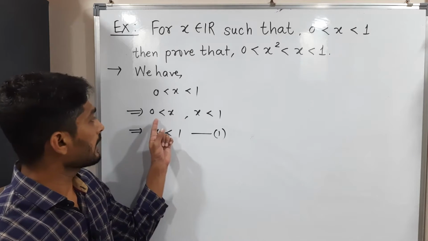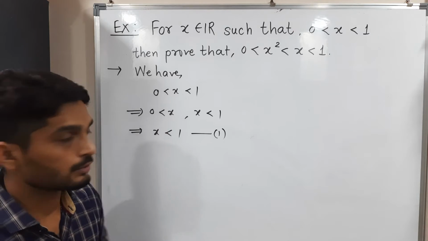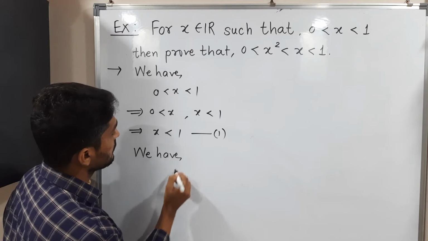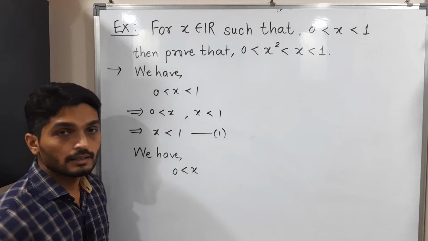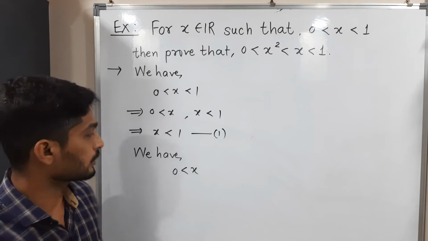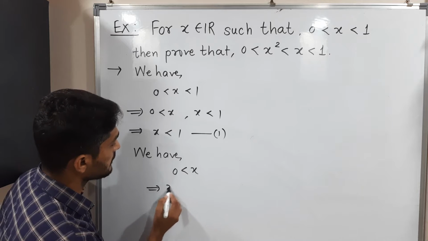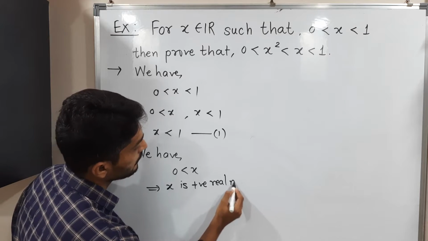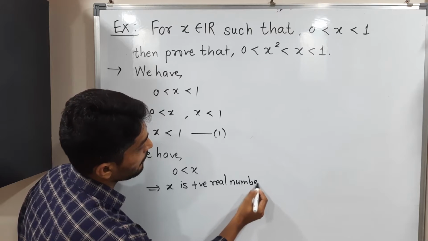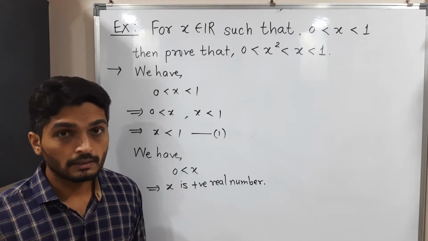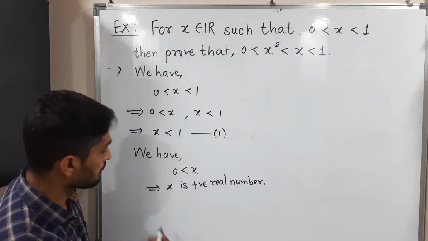We also have 0 < x. It means x is a positive real number. That is a very important thing we have got here: x is a positive real number. Now, what I'm going to do is multiply inequality 1 by x. So let us see what will happen.